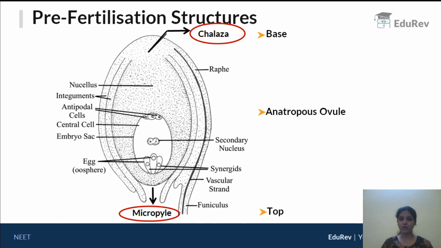It's very important for your NEET exam, and they tend to catch you on this because if you look at the typical angiosperm ovule, it looks like vice versa. So you need to remember, chalaza represents the base of the ovule, micropyle represents the top of the ovule.